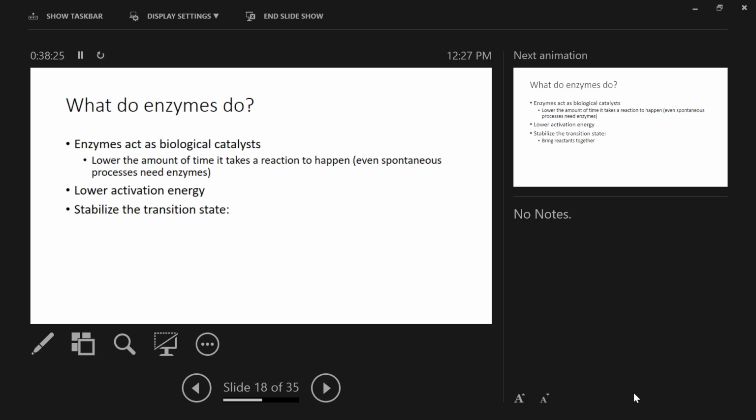And enzymes do this by stabilizing the transition state. The state at which, if you're breaking a bond, you put some serious torsional strain on it. Okay? You put some serious torsional strain on that bond. And so here's how enzymes stabilize the transition state. They bring the reactants together.